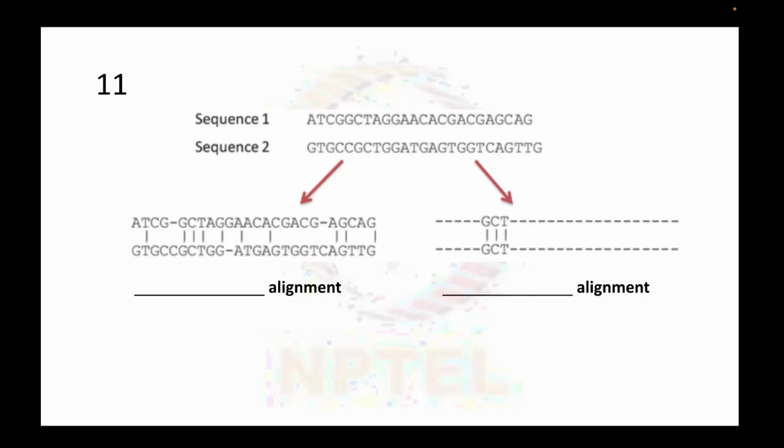I have one more. Given two types of sequence alignment, what does the first one and the second one denote?